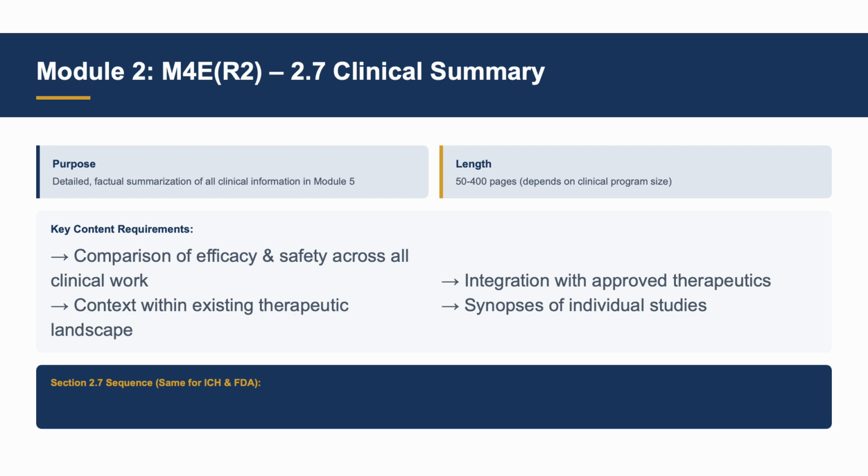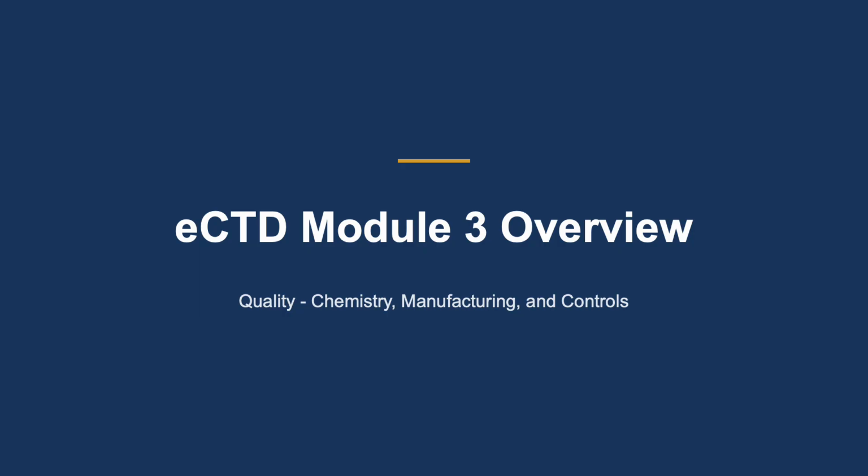Section 2.7.6 contains synopses of individual studies, providing a brief summary of each clinical study conducted. The synopses in Section 2.7.6 are particularly useful for reviewers who want a quick understanding of study design and results without reading the full study report in Module 5. We now transition to our discussion of eCTD Module 3, which contains all quality documentation for your pharmaceutical product.